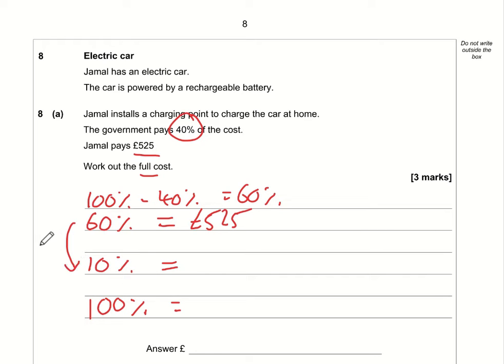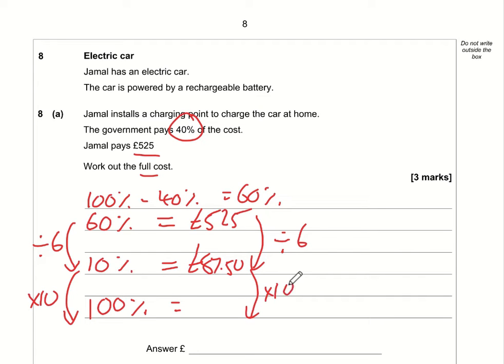Now 10% is 6 times less than 60%. So what is 6 times less than 525? Well, that's 525 divided by 6, which is £87.50. Now if I know 10%, I know that 100% is 10 times greater. So if 10% is £87.50, then I need to multiply that by 10 to work out 100%. So 100% is simply £875.